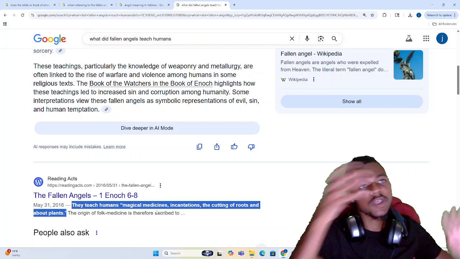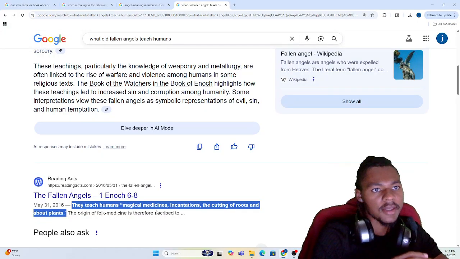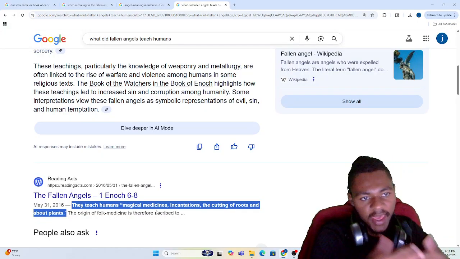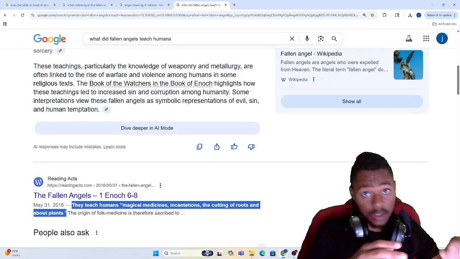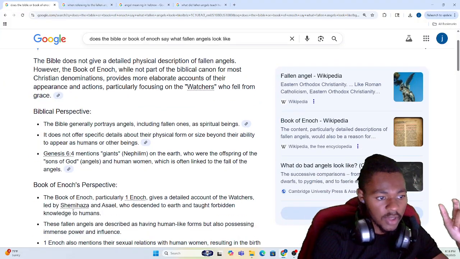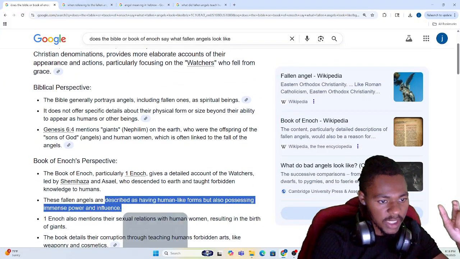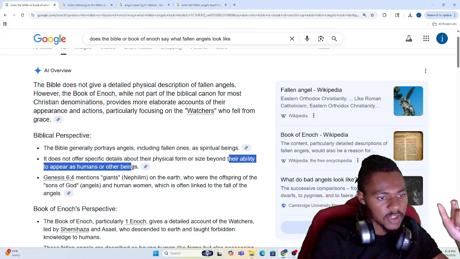The fallen angels helped with establishing Egypt, aka the Anunnaki and other beings of that nature. These are who the fallen angels really are. Once again, they had no distinct form. Some looked like humans, even though the Book of Enoch says they had human-like forms. What does this say? Their ability to appear as humans or other beings. They could appear as whatever they want.